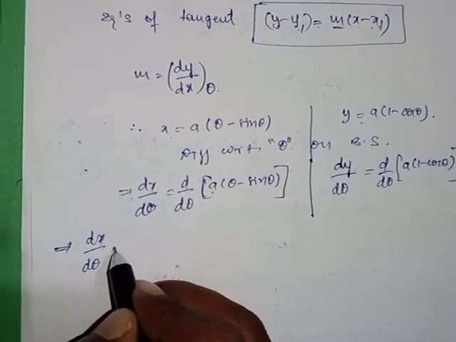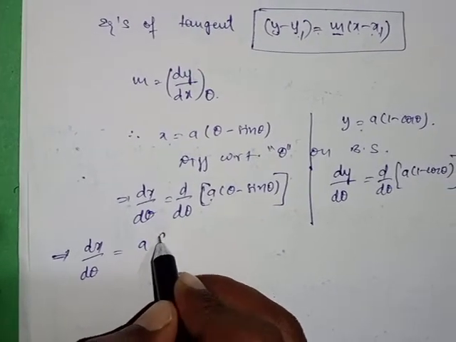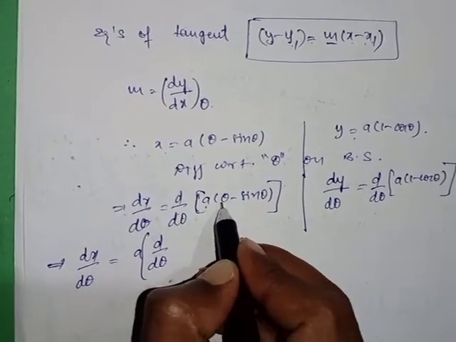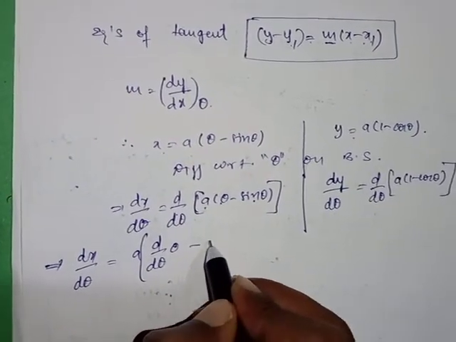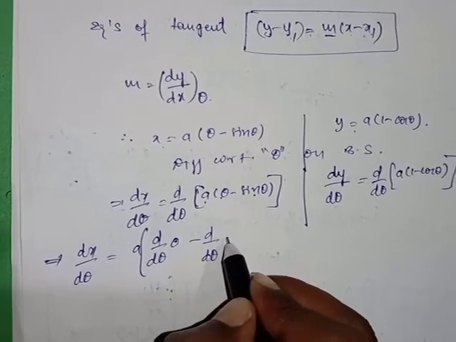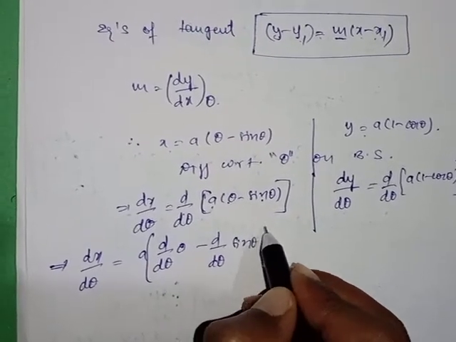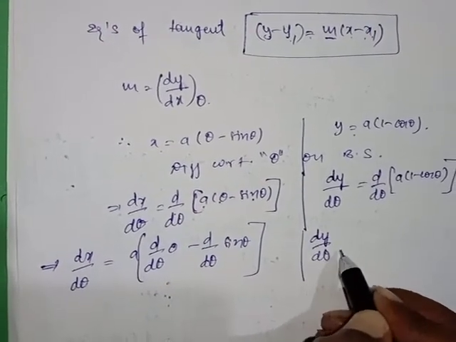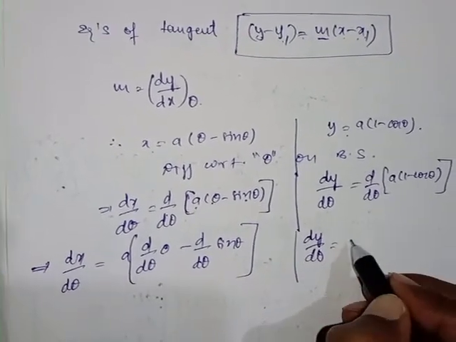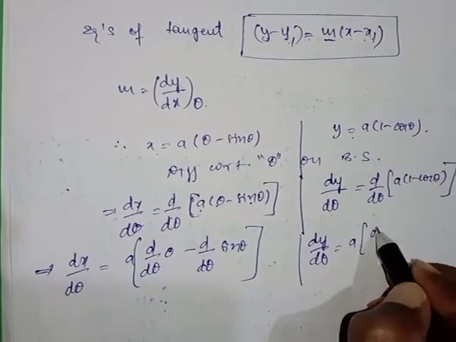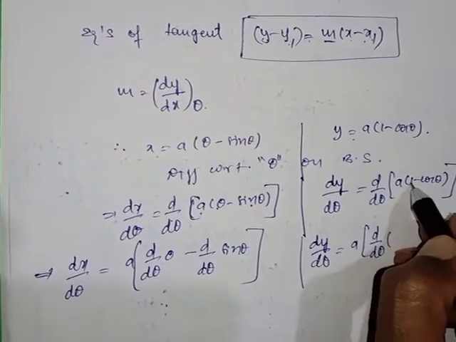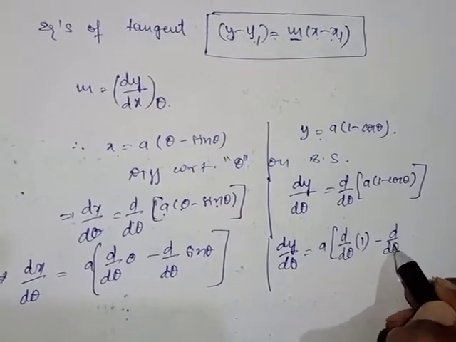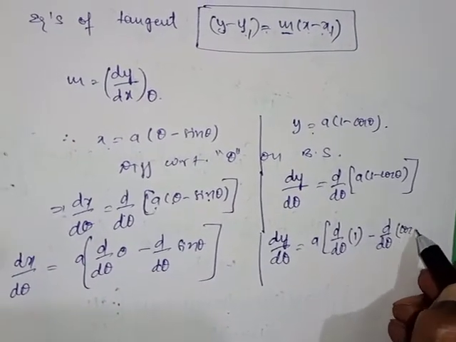dx/dθ = a times d/dθ of (θ − sin θ), split the differentiation: first one, d/dθ of θ, minus d/dθ of sin θ. Here dy/dθ = a, a also constant, take it outside, times d/dθ of (1 − cos θ): the first one is d/dθ of 1 minus d/dθ of cos θ.